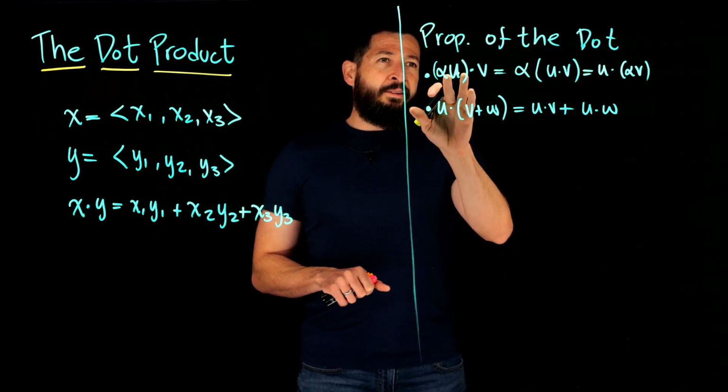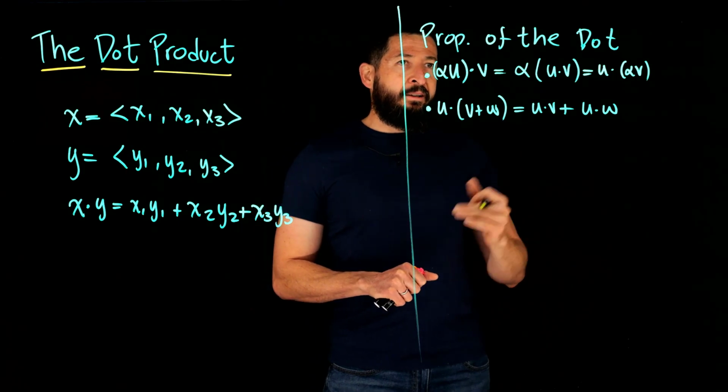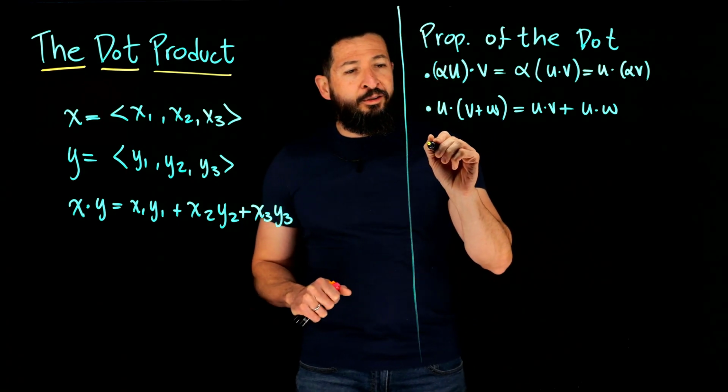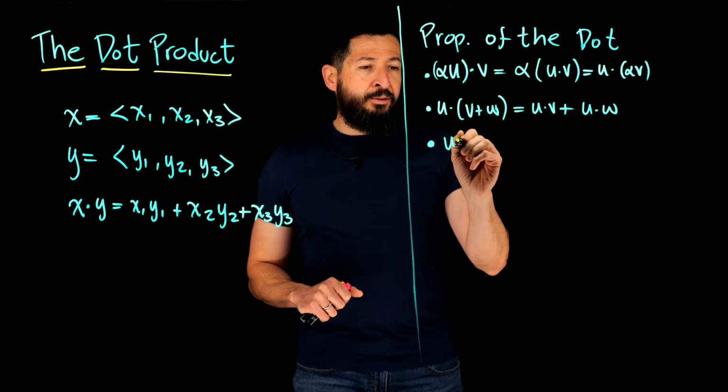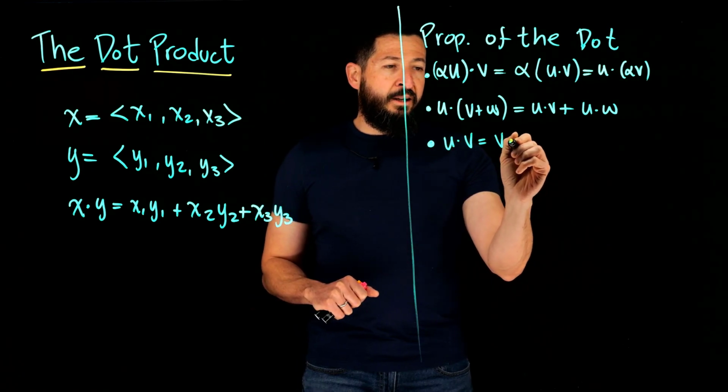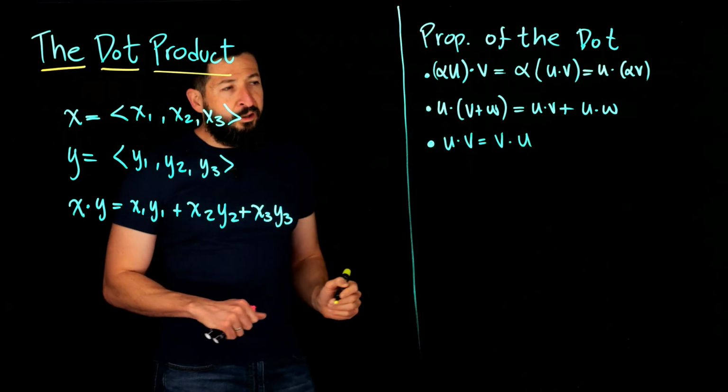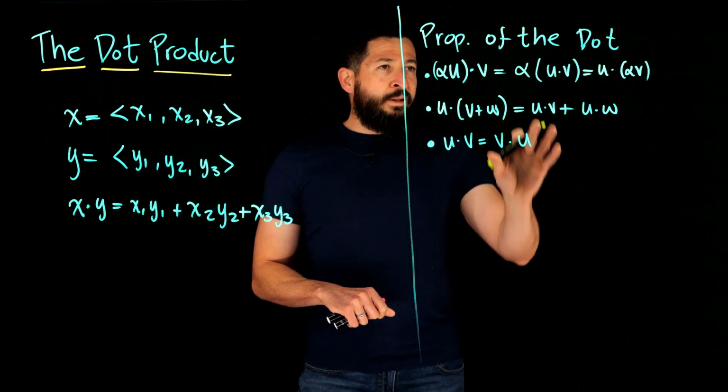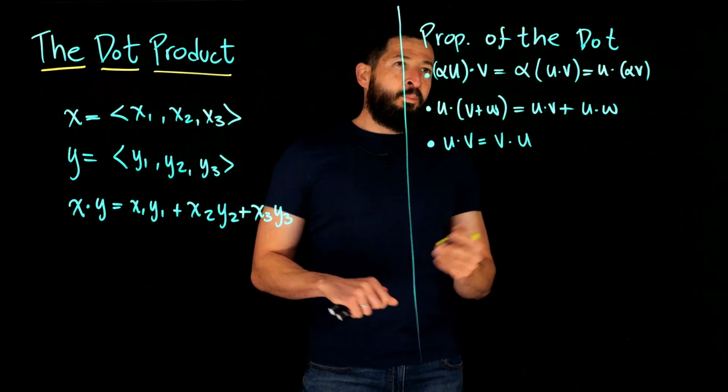So these two together give you a linearity, or bilinearity actually, because the dot product is also commutative, meaning that u dot v is going to be equal to v dot u. So it's going to be commutative. All right, so with these three properties, we get a whole property that's called bilinear.